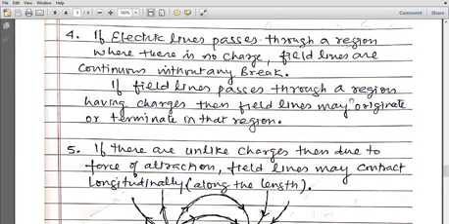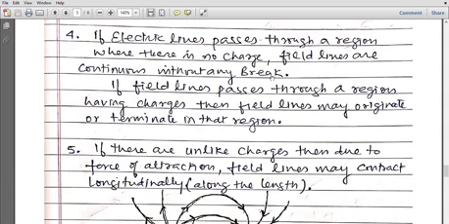Okay, the most important thing to learn: if electric lines pass through a region where there is no charge, field lines are continuous without any break. It means लाइंस पास हो रही हैं ऐसे रीजन में जहाँ कोई चार्ज नहीं है. इसका मतलब ये है वहाँ से कोई लाइन ना तो ओरिजिनेट होगी, वहाँ पर कोई लाइन ना ही टर्मिनेट होगी. इसलिए किसी भी इलेक्ट्रिक फील्ड लाइन में ब्रेक पॉसिबल नहीं है. वहाँ से लाइंस कंटिन्यूसली पास होंगी.